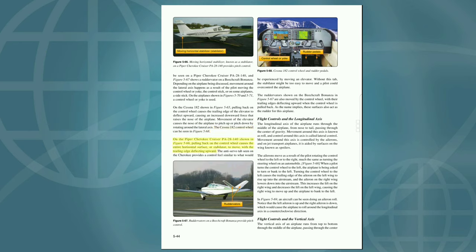On the Piper Cherokee Cruiser PA-28-140 shown in Figure 5-66, pulling back on the control wheel causes the entire horizontal surface, or stabilator, to move, with the trailing edge deflecting upward. The anti-servo tab seen on the Cherokee provides a control feel similar to what would be experienced by moving an elevator.